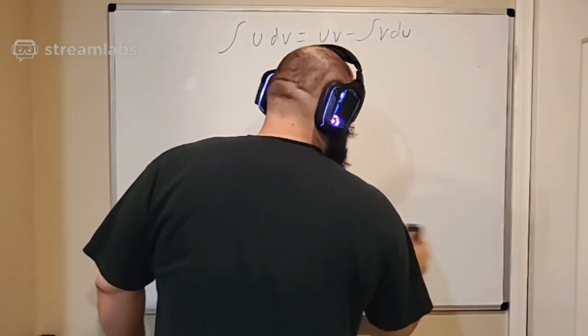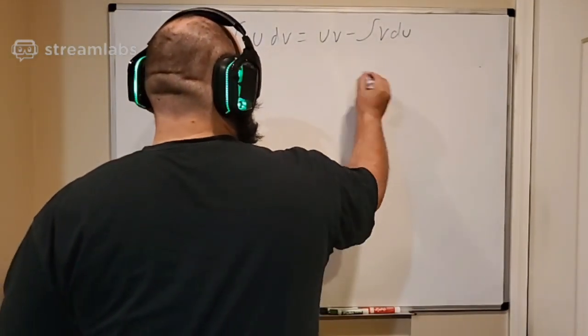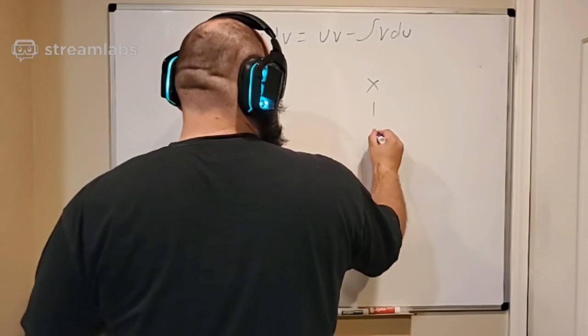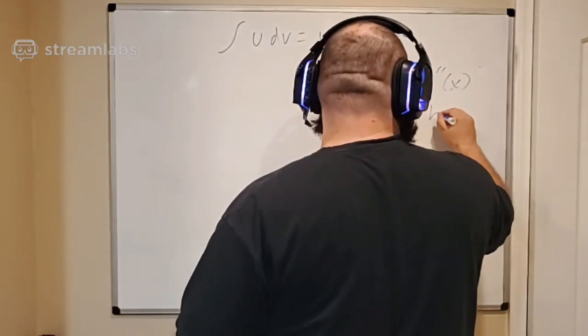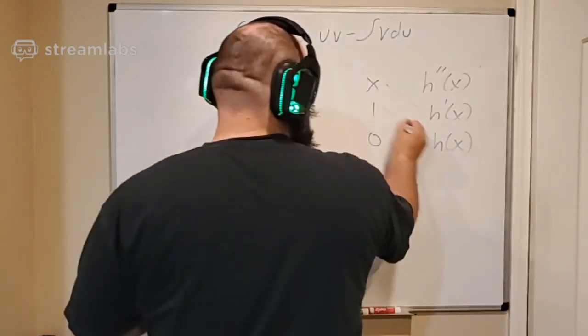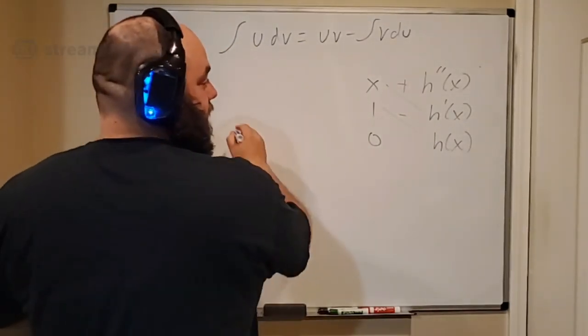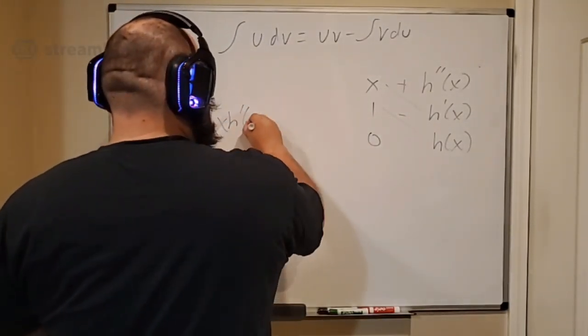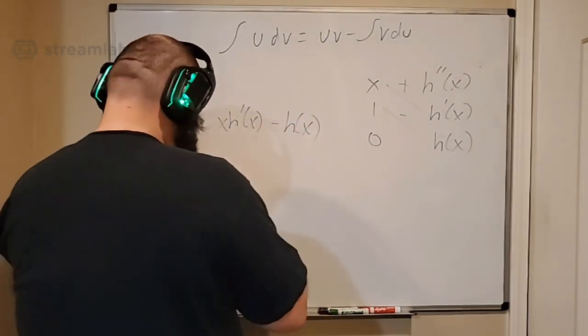So this is another tabular? I would do tabular, yeah, because this one goes x, 1, 0. This one's h double prime of x, which turns to h prime of x, which turns to h of x. Tabular, plus, minus. So the antiderivative of the function they have there is x h prime of x minus h of x. And then you evaluate that from whatever to whatever.